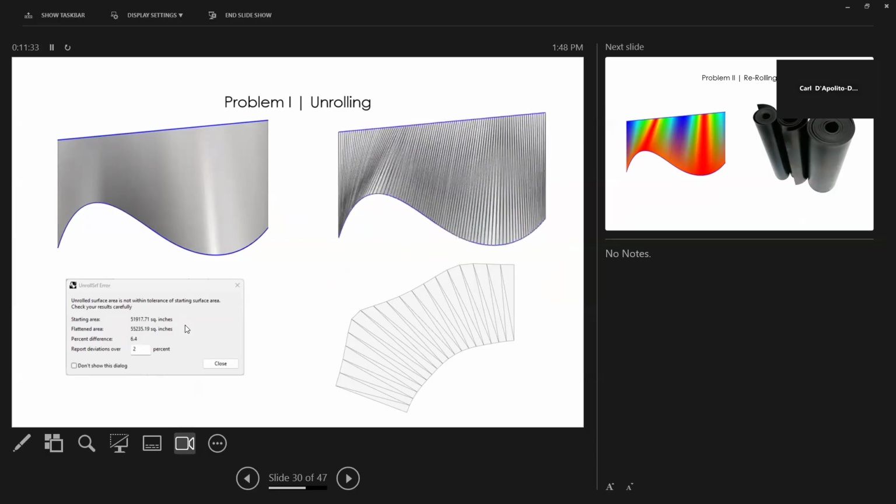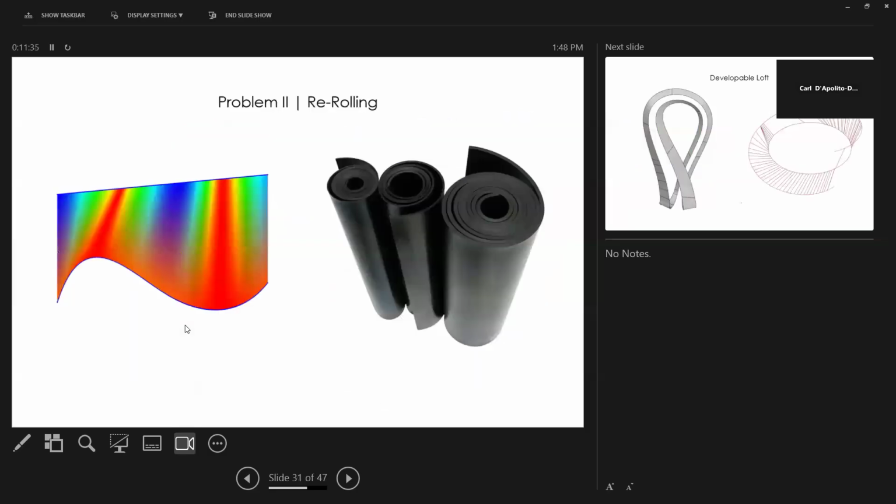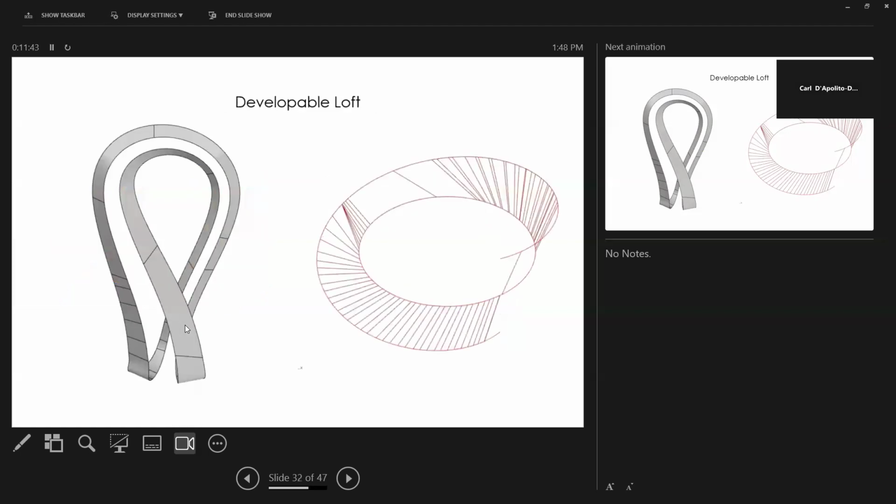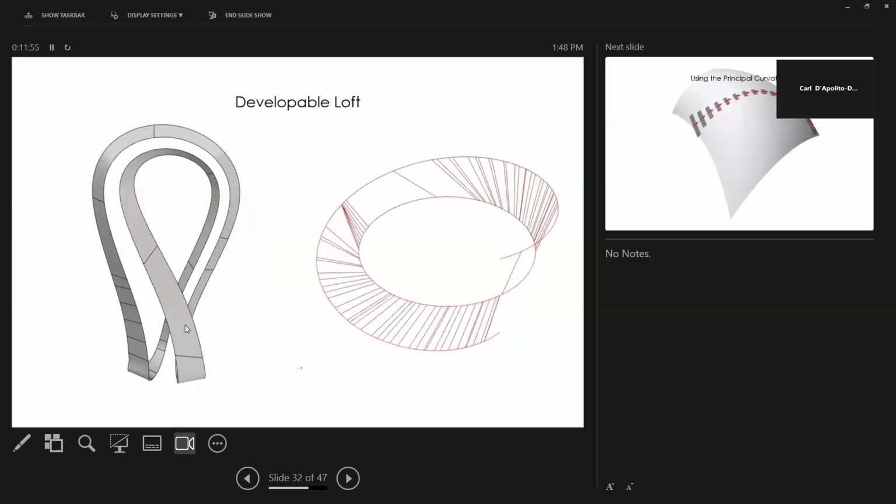It always unrolls to the correct shape. But it doesn't solve the re-rolling problem because it's still twisty when you try to re-roll it. The developable loft works some of the time, but you get these sort of weird divisions as it tries to find where there might be developable surfaces in here, looking for where the least twisty moments are.